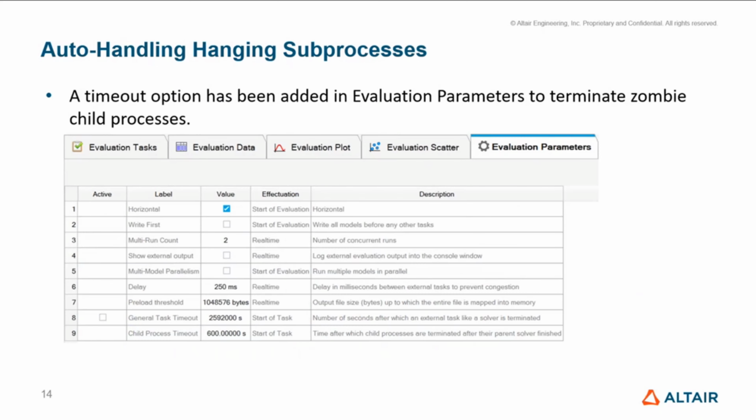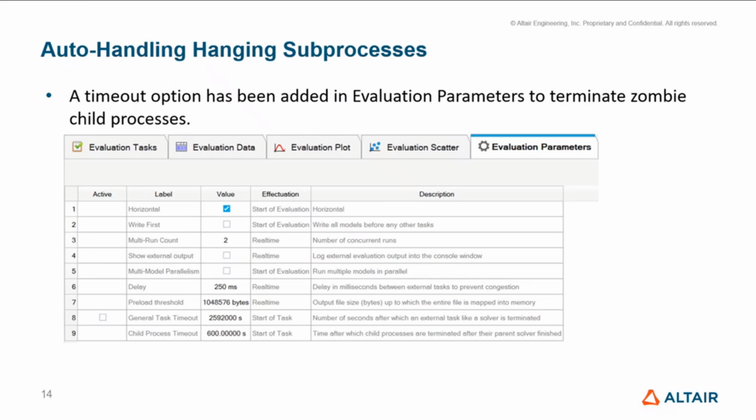The last one in this area, methods and tools, is the handling of hanging subprocesses. Child processes, as some of you have already experienced, may cause disruption in a multitask environment. So when they're not terminated by the main process, it prevents products like HyperStudy from proceeding to a next evaluation point. To overcome this, we already have a solution.